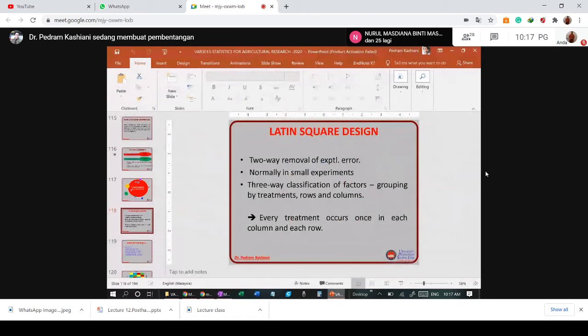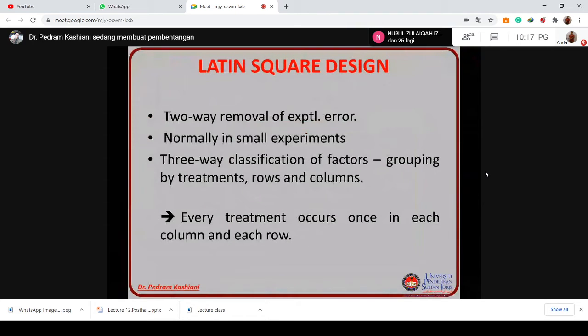So let's continue here. In Latin square, the experimental error, I remove two things from experimental error. One, blocking by row, and another, blocking by column. We do this normally in a small experiment. Why? Because if it is a big experiment, I have to have too many experimental units. When I have many experimental units, I put error into my experiment. So it is not advisable to have a big experiment.